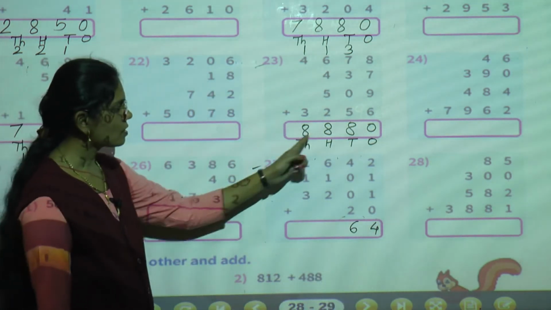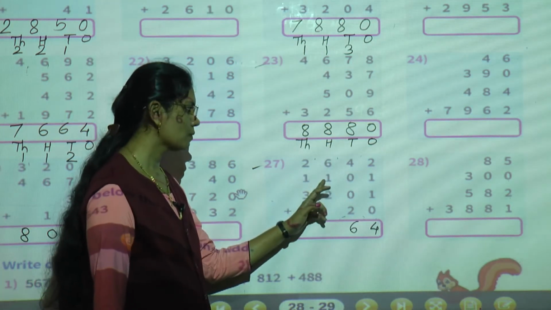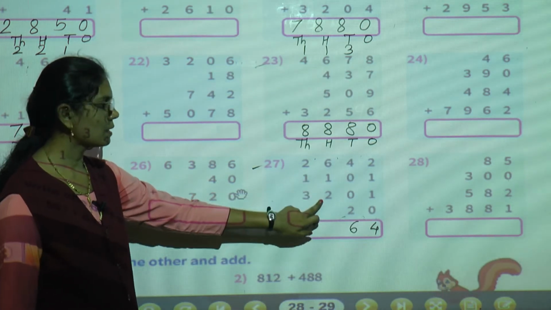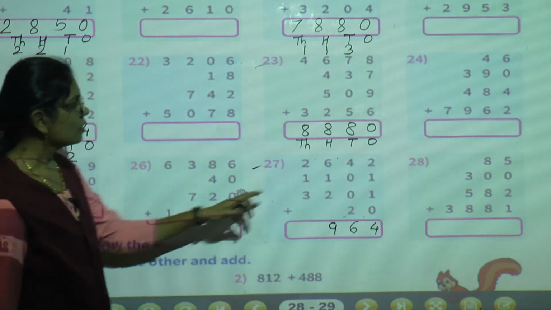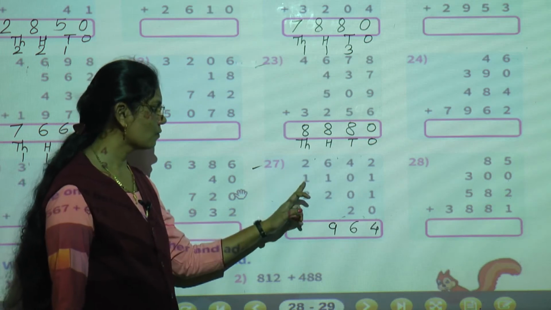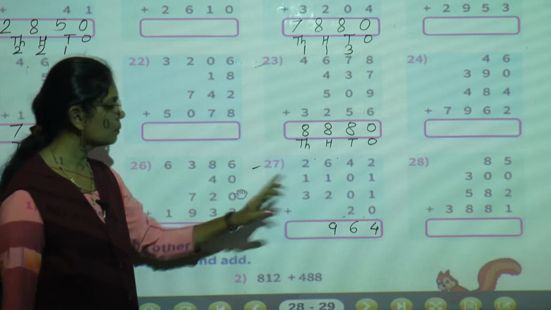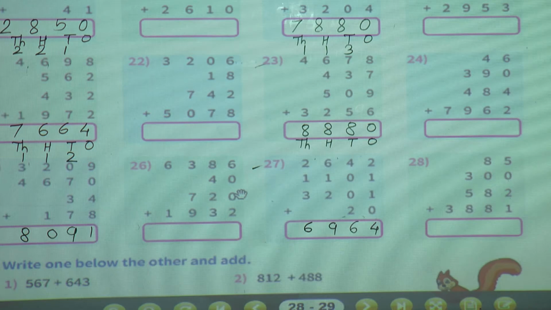Okay. Now see the hundreds place digit. At hundreds place 6 plus 1 plus 2. 6 plus 1, 7. 7 plus 2, 9. So we will write here 9. Now see this, 2 plus 1 plus 3, thousands place numbers. 2 plus 1, 3, 3 plus 3, 6. Okay, so what is the answer? Read the number, the answer is 6964. This is our answer.